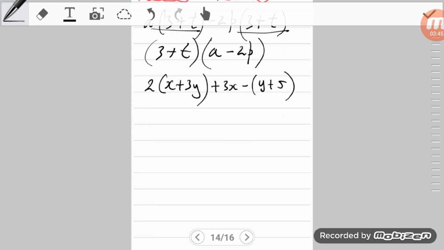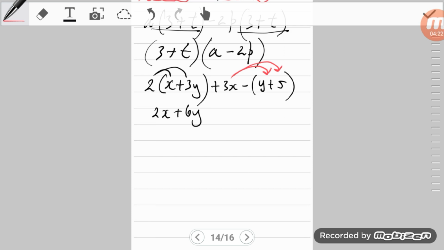This is somewhat of an easy problem, but I find that quite a few students, after distributing successfully here, 2 times x is 2x and 2 times 3y is 6y, actually use the 3x to distribute all the way over here. Number 1 rule when it comes to distributive law: it is the term or number that immediately precedes the bracket that should be used to multiply what is inside the bracket. If it's too far away, it cannot be distributed.